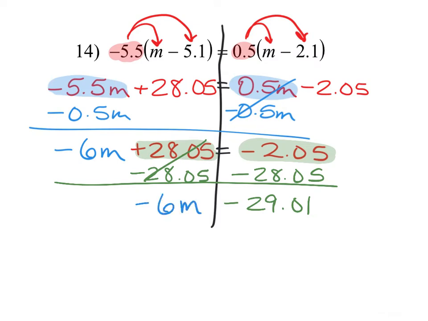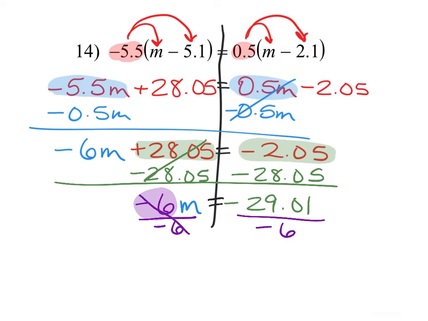So I have negative 6m equal to negative 29.01. The last step here is to isolate the m, which means I need to get rid of this negative 6 that's smushed right next to the m. Two numbers, or a letter and a number smushed next to each other, are currently multiplied, so the inverse of multiplication is division, but I do that on both sides.